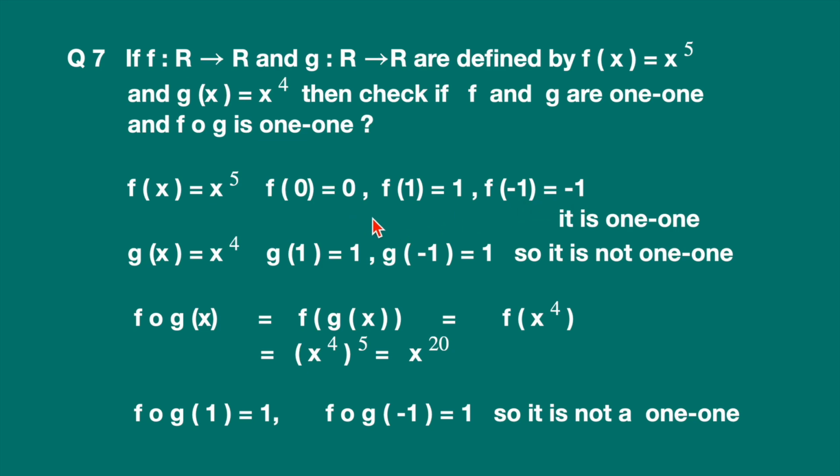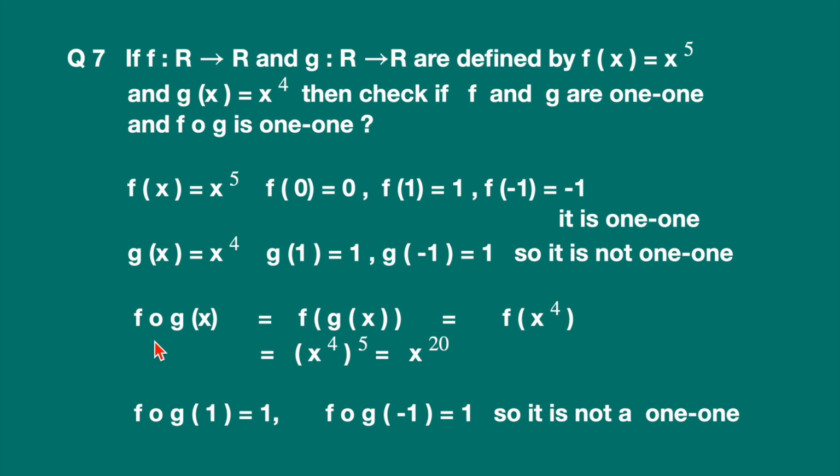So here we can see that distinct elements of the domain have got distinct images. 0, 1, minus 1. You can take any value of x. It will be different, distinct. Therefore, it is a 1 to 1 function. Now take g(x) is equal to x raised to 4. G at 1 will be 1. The value of g at minus 1 is also 1. So here you can see two elements of the domain have got the same image. So it is not a 1 to 1 function.